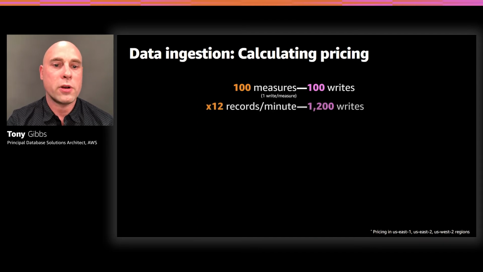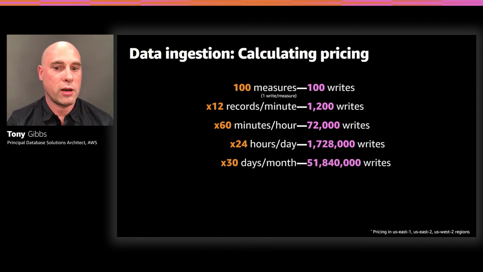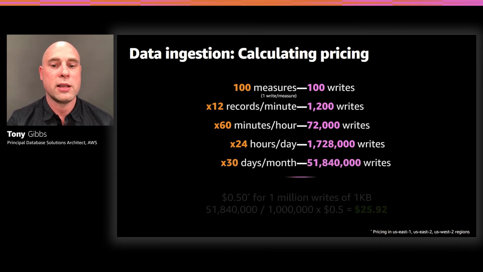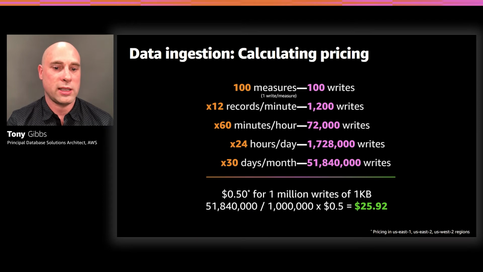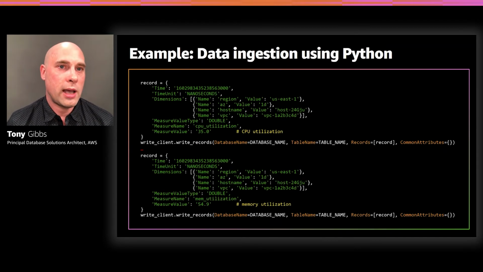If I further expanded this out over the 12 writes per minute, because we're sending this every 5 seconds, we'd have 1,200 writes. Over the hour, we'd have 7,200 writes. Over the day, 1.7 million. And over the entire month, you'd have almost 52 million writes. And this would correspond to almost $26 to send this data in as is to Timestream on this regular basis for the whole month. Now, this is just a recap of that code.